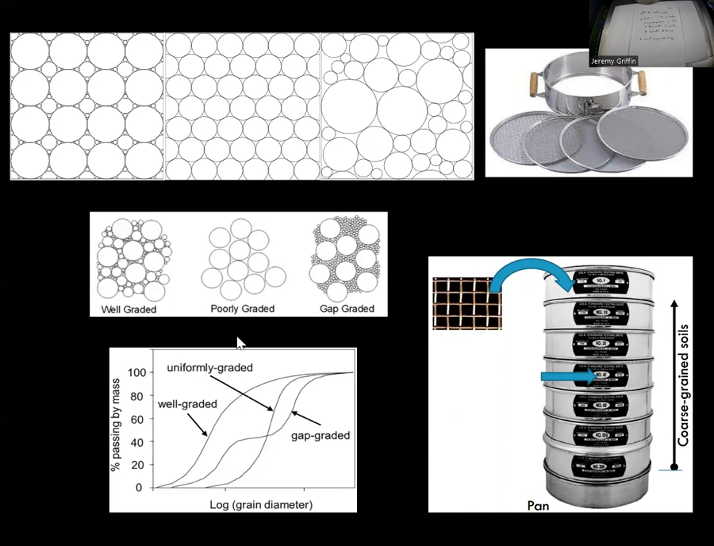Something like uniformly graded would be poorly graded. That would be like we don't have any small, and then bam, we get a bunch, and then not very much large, for example. And then gap graded might be like, okay, we get some of this, and then none of this, and then a bunch of this again. That's how you could interpret that graph.